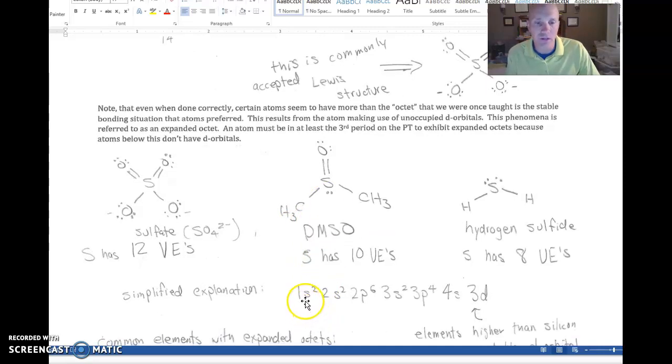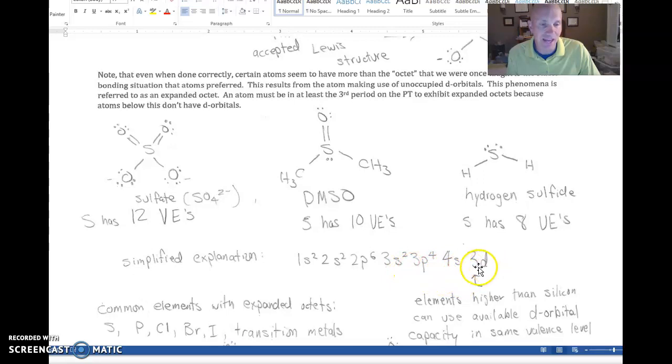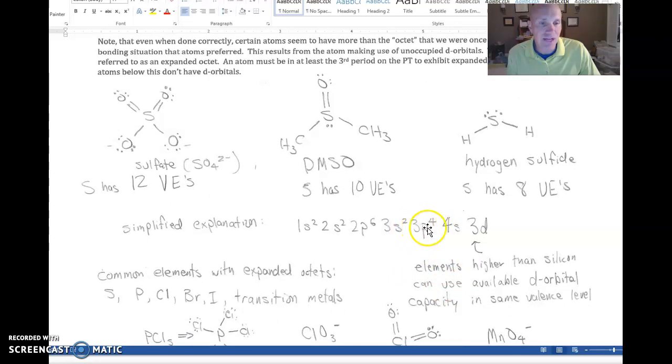configuration for sulfur, 1s2, 2s2, 2p6, 3s2, 3p4, traditionally we would say it ends there, because at that point we would have already filled in enough electrons for sulfur. But if we were to keep on going, let's just recall what would come next: the 4s2 and the 3d10 levels. When you have a valence level that has these d electrons, what can sometimes happen is that the electrons in the s and the p orbitals can be essentially promoted to that d level. Those electrons in the d levels can then participate in bonding.